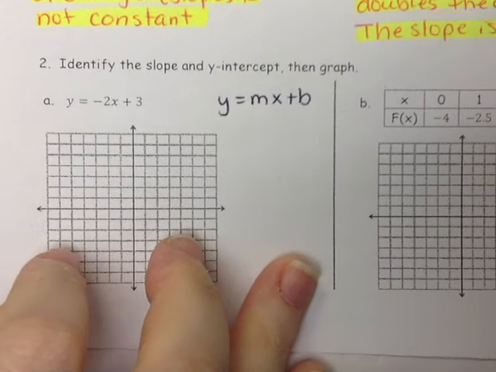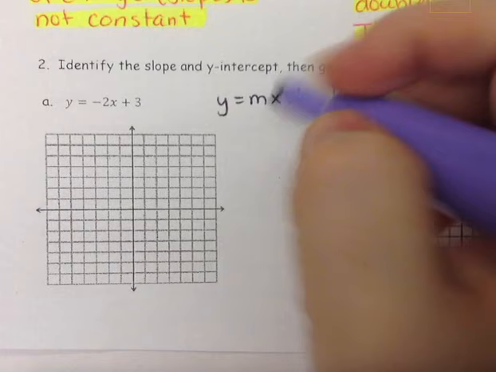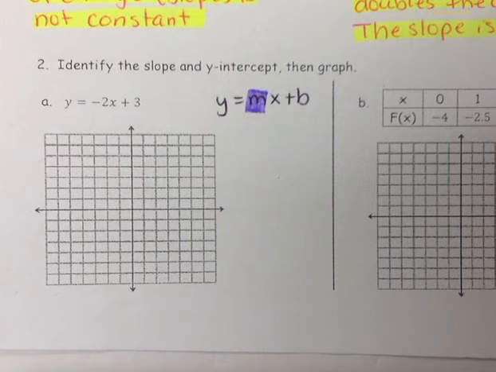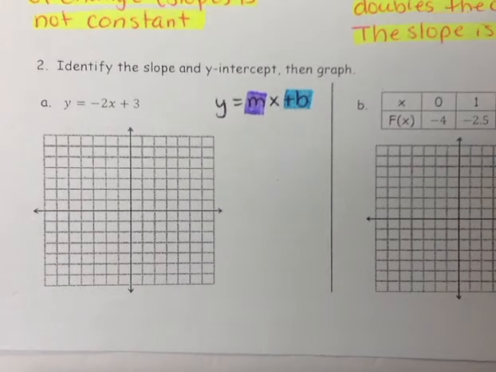For slope, since we're finding the slope and y-intercept, the slope is the m value. It's what's attached to that independent variable of x. So therefore, the b value will be our y-intercept. We have to make sure we include whatever the sign is of that b value for our y-intercept.